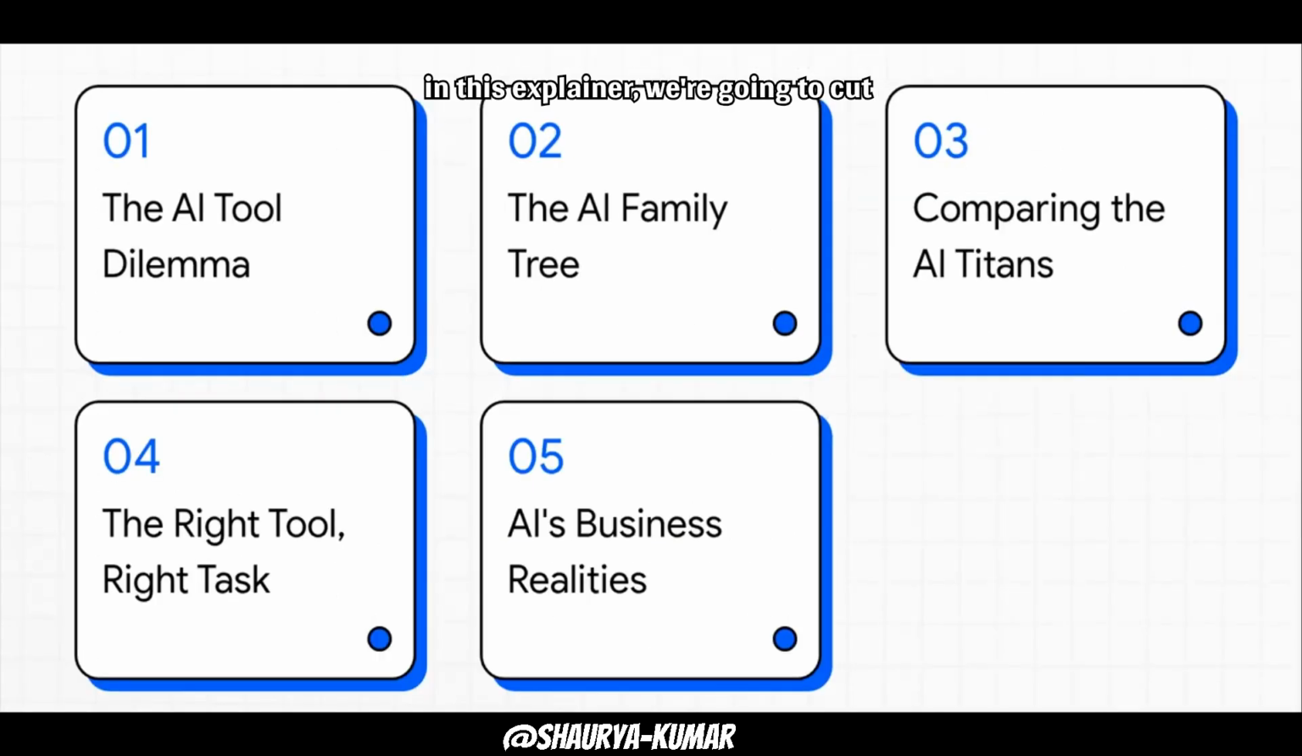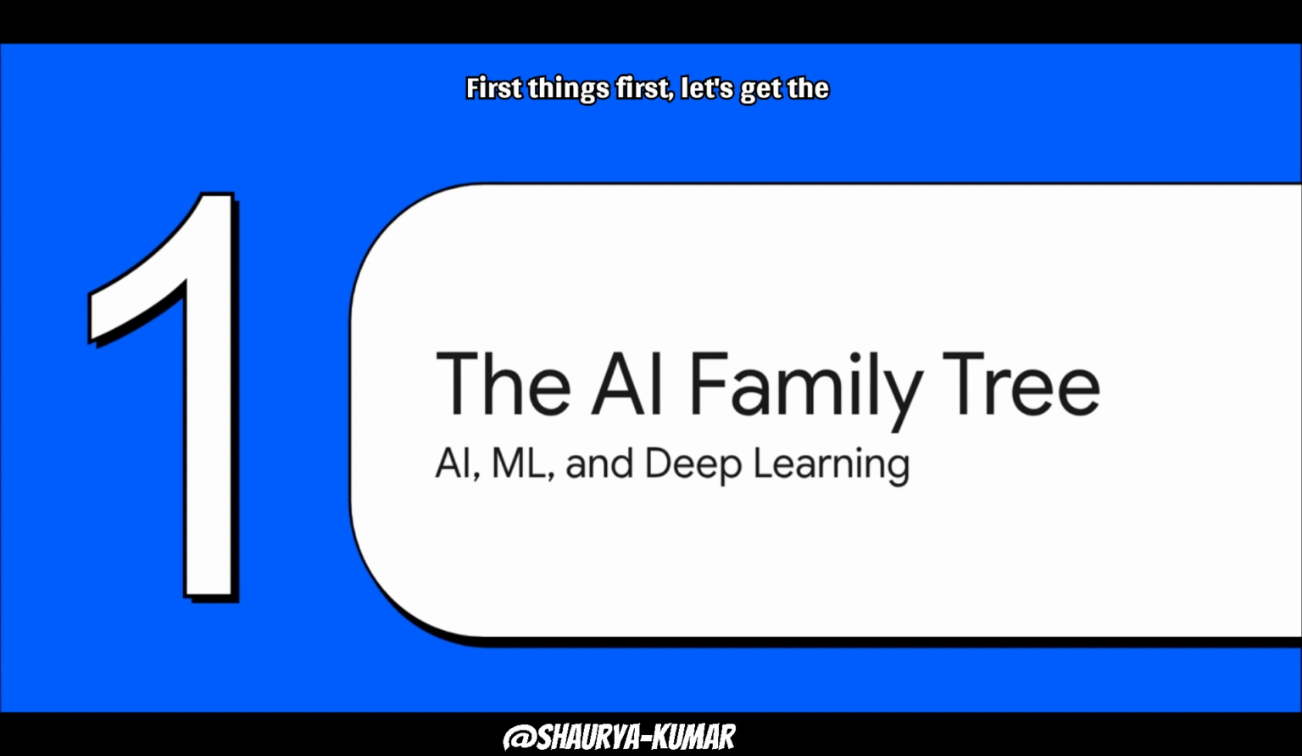So in this explainer, we're going to cut right through all that noise. We'll start with the AI family tree just to get the basics down, then we'll compare the major players head to head, show you how to match the right tool to your specific task, and finally, we'll cover the crucial business realities like cost and responsibility. Let's dive in. All right, first things first, let's get the terminology straight.